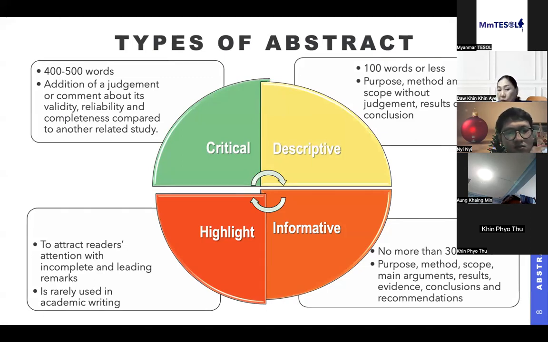But critical one is totally different because of the addition of a judgment or comment about its validity, reliability, and completeness compared to another related study. Okay, that's why the purpose is totally different. Okay, now let's go to the next.